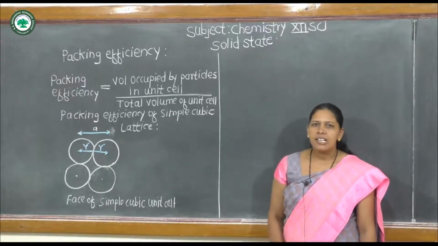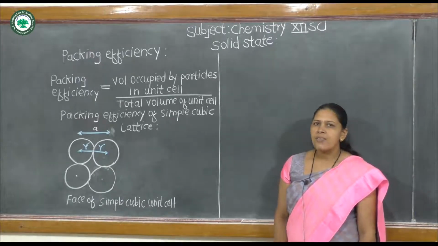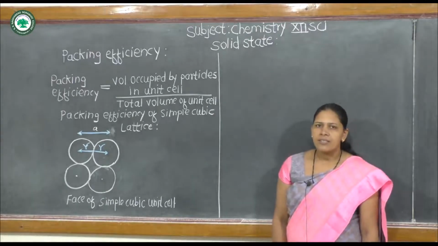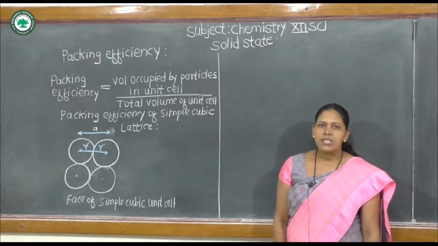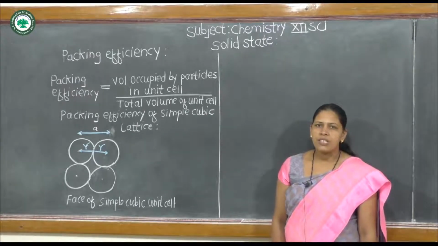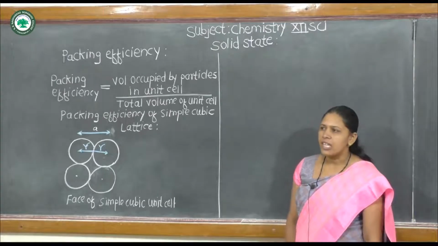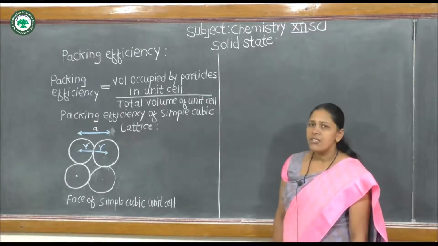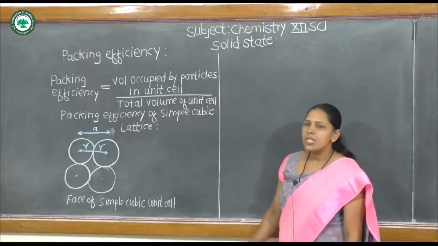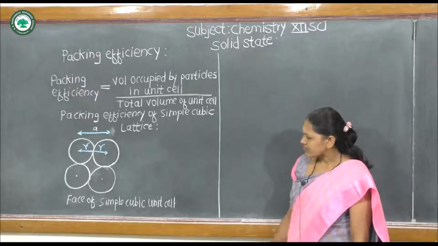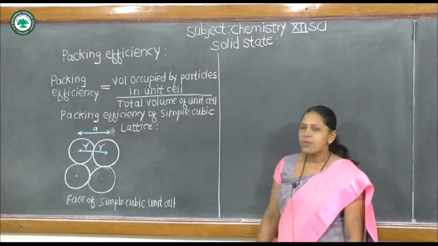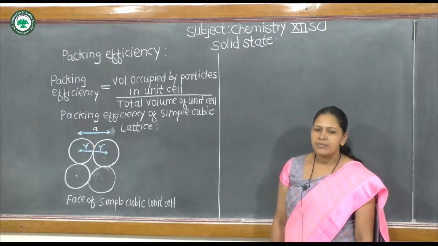Then there are three Bravais lattices for the cubic lattice: simple cubic unit cell, face centered cubic unit cell, and body centered cubic unit cell. We will first see the packing efficiency of the simple cubic lattice. Here I have drawn a diagram of the face of a simple cubic unit cell.